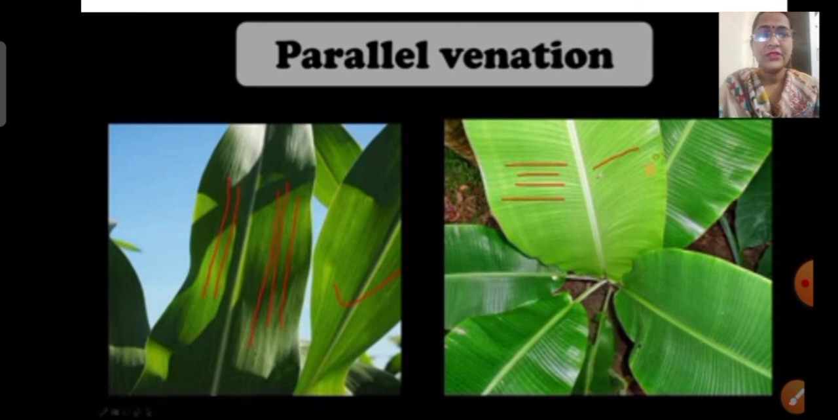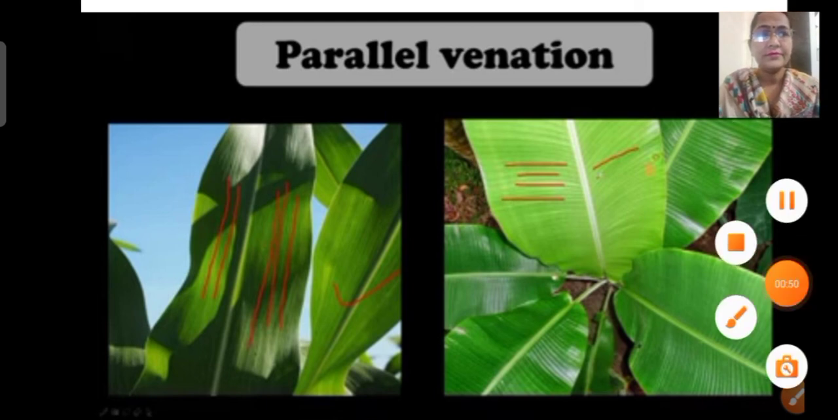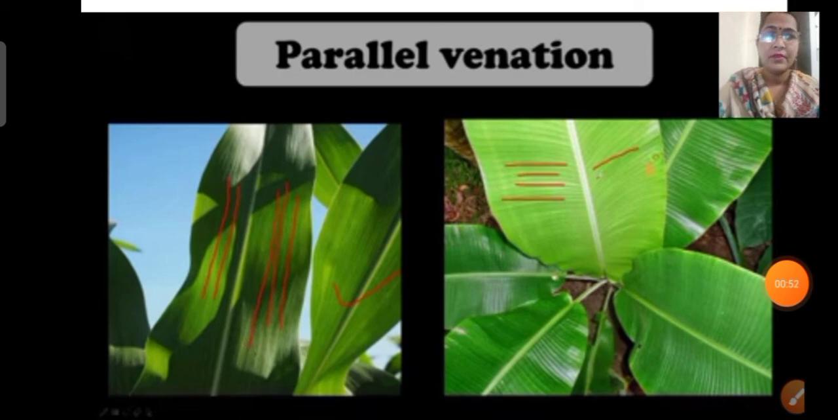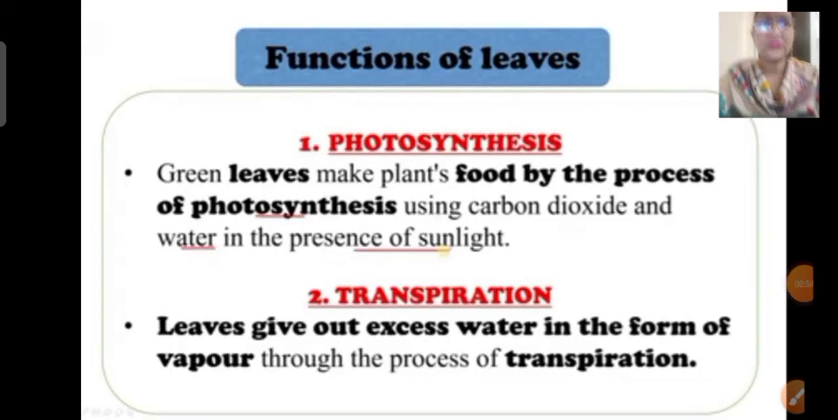Now children, next is the functions of leaves. Children, these functions of leaves we will study in our next session.